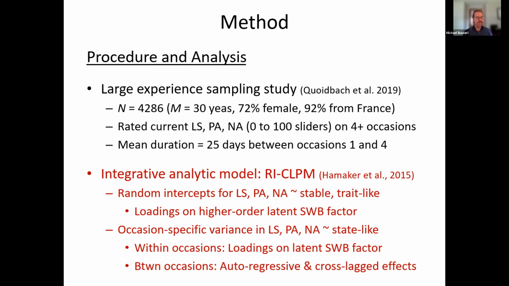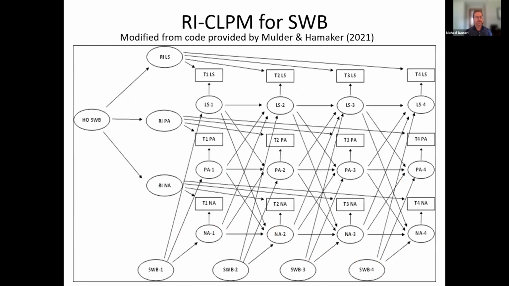Variance in each repeatedly assessed SWB component was decomposed into stable trait-like variance, separate from state-like variance. The trait-like variation was used to estimate latent random intercept factors for LS, PA, and NA separately based on their correlations across measurement occasions, as well as a higher order latent SWB factor indicated by the 3 latent random intercepts. The state-like variance was used to estimate latent SWB factors at each measurement occasion and occasion-specific loadings from LS, PA, and NA. We also estimated autoregressive and cross-lagged effects among the 3 components between adjacent measurement occasions.